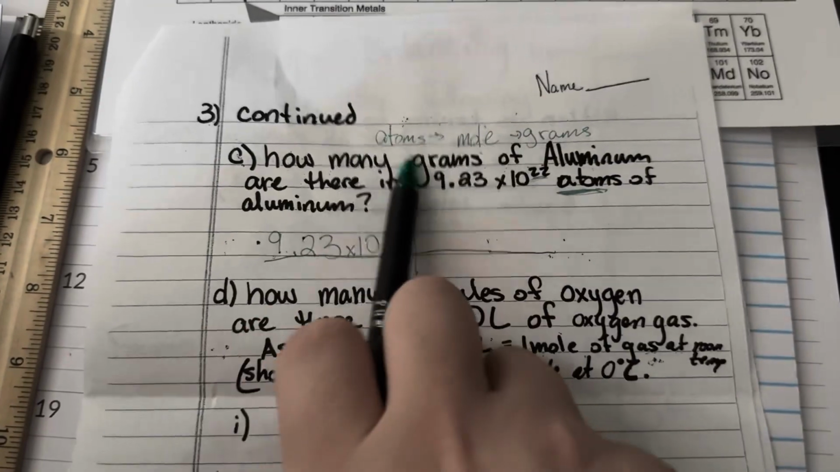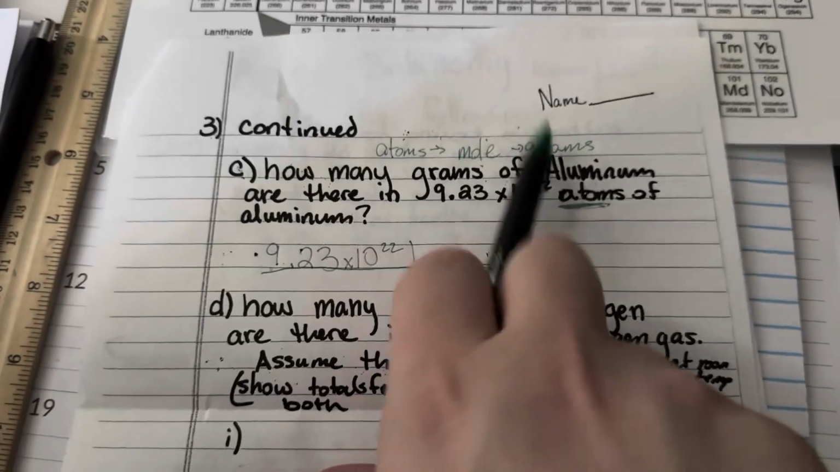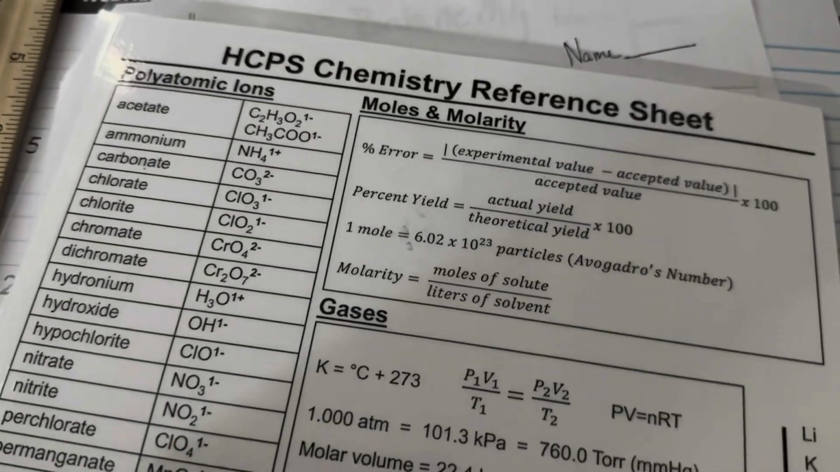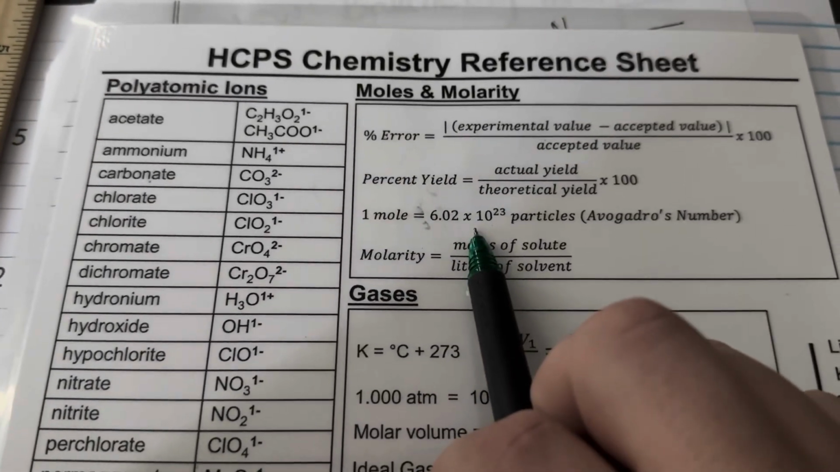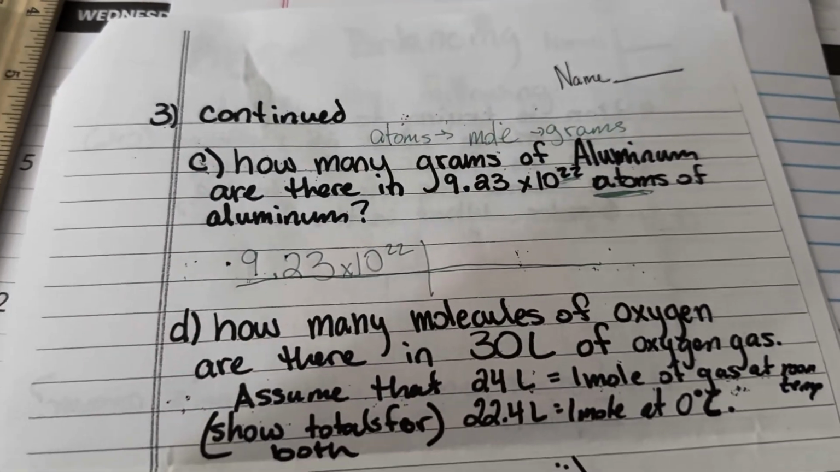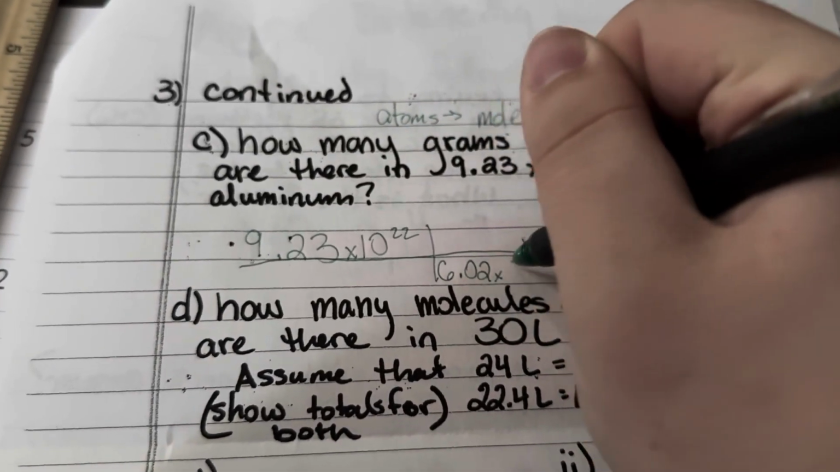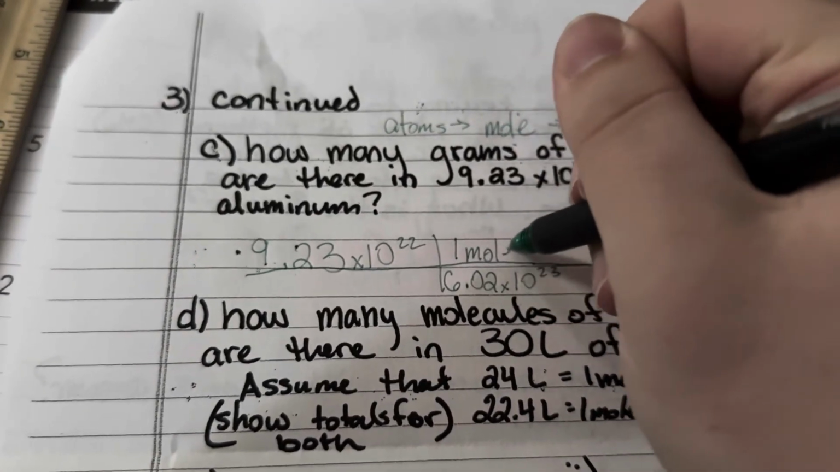So we got to get from atoms to moles, and then from moles we can get to grams, right? We can use a molar mass to get from moles to grams. All right, so let's do this. So we got atoms. How much is 1 mole of anything? Well, we got to look. 1 mole equals that many pieces: 6.02 times 10 to the 23rd of anything. It could be molecules, it could be atoms, but it's always going to be 6.02 times 10 to the 23rd, and that's going to make 1 mole.